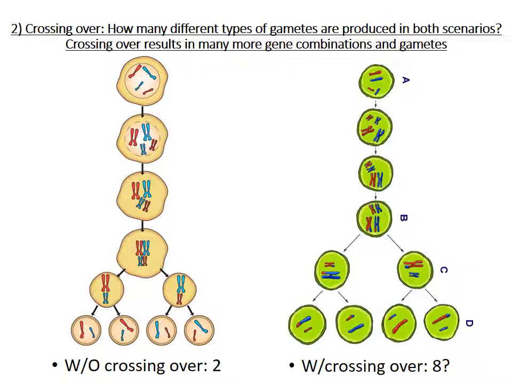So let's take a look at the other mechanism, crossing over. Crossing over is basically just a reshuffling of genes during prophase 1. So let's say crossing over didn't happen. Here we have 2n is equal to 4. If 2n is equal to 4, that's 2 pairs of chromosomes, so that's 2 to the power of 2, which gives you 4 possibilities of arranging them.